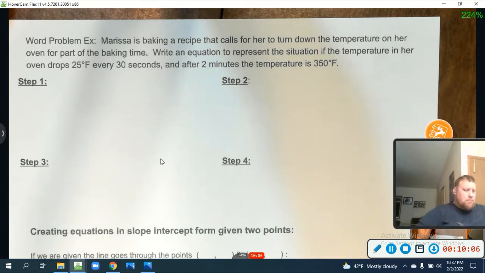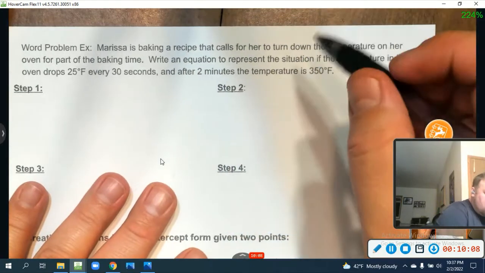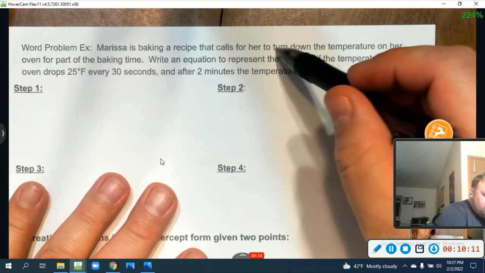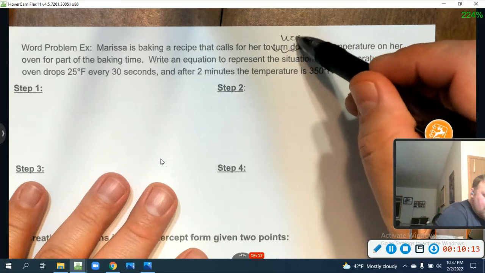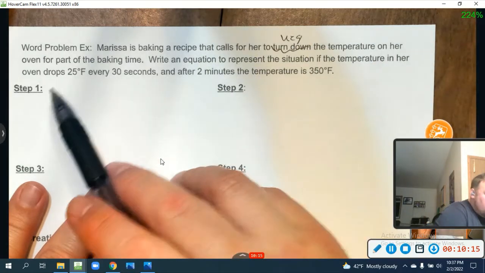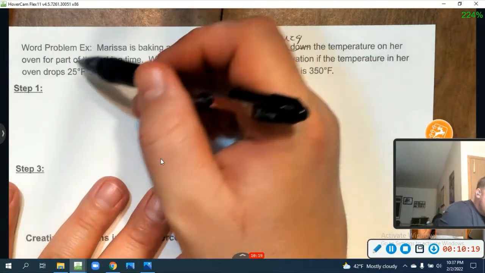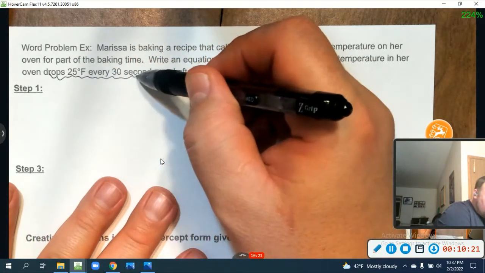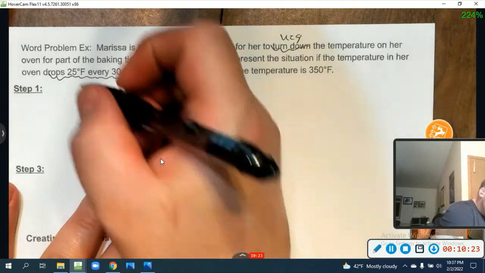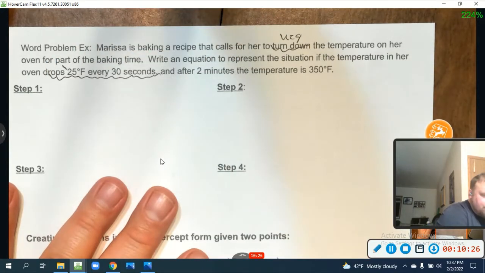Okay, so she's baking a recipe. We don't care about that. But it calls for her to turn down. Turn down tells me this is probably going to be a negative rate on her oven for part of the baking time. Write an equation that represents the situation if the temperature of the oven drops. Yep, look at that. 25 degrees every 30 seconds. That's a rate. And it says drop, so that's negative, right?